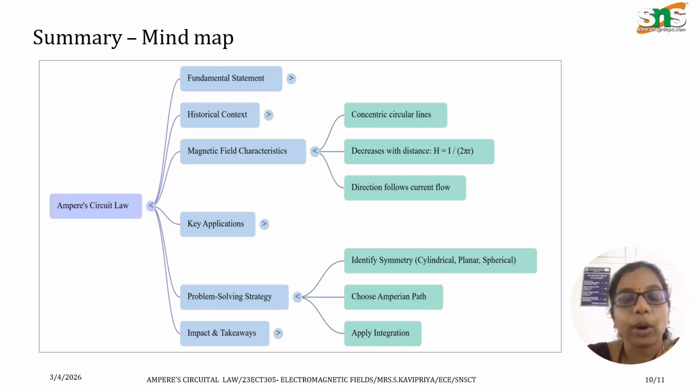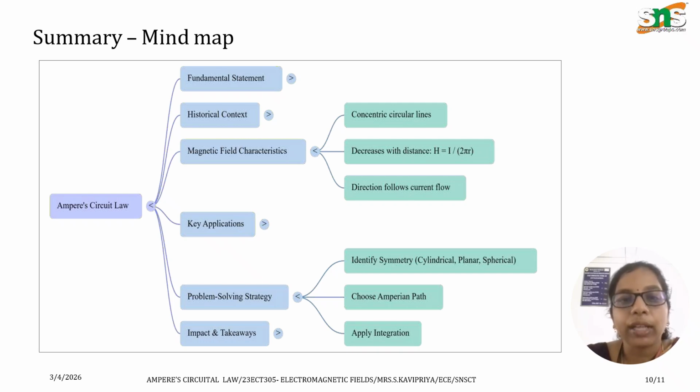So far, we have discussed the statement behind Ampere's law. Before that, we had a recap of the magnetic field intensity due to Biot-Savart law. Later, we discussed the statement and the expression for Ampere's law, the historical background behind it, and the magnetic field characteristics. When a current flows through a conductor, it produces a concentric magnetic field that decreases with distance, and the direction follows the current flow direction.